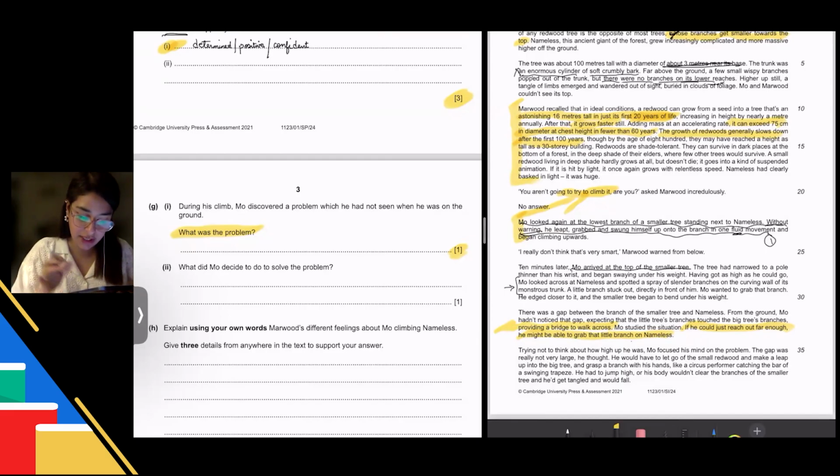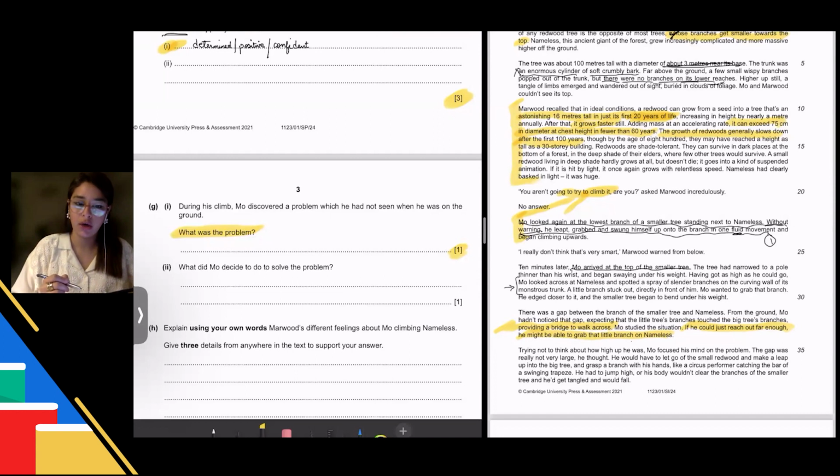Mo studied the situation. If he could just reach out far enough, he might be able to grab that little branch on Nameless. So it's basically trying to highlight how he expected it to go a certain way, but clearly the word expected shows us that it's not what happened. So if you highlight the idea of how he expected it to bridge over, but there was a gap, that gets you a mark. You do not need to rephrase since it's a what question. All what questions mean that you do not need to rephrase. You can just pick out information from the text and highlight that within your answer.